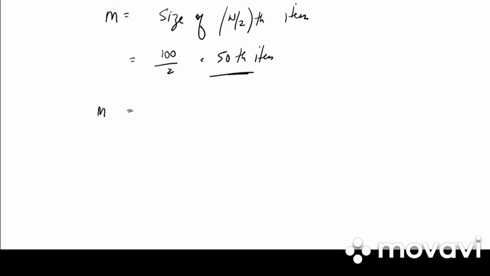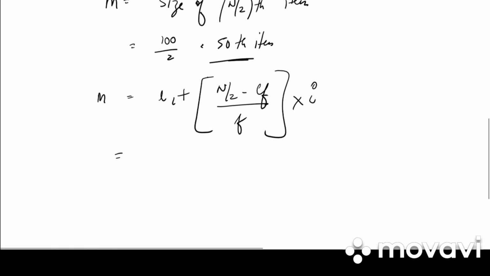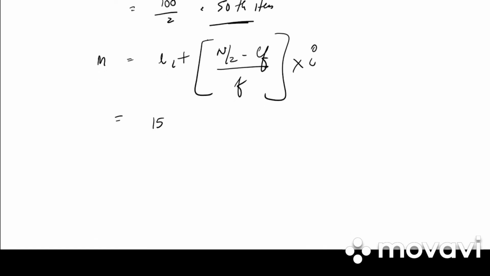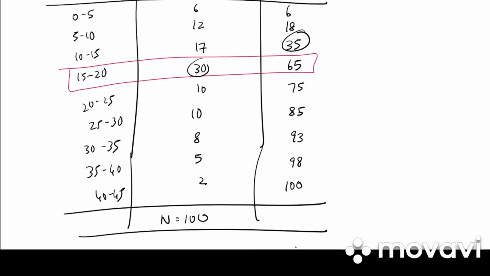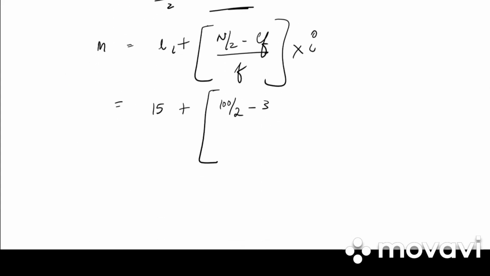So what is the formula for median? L1 plus (n by 2 minus Cf) divided by f into i. Median class is 15 to 20. So lower limit is 15. N by 2 is 100 by 2. Cumulative frequency is the previous cumulative frequency, that is 35, and frequency will be 30. Minus 35 divided by 30 into 5.